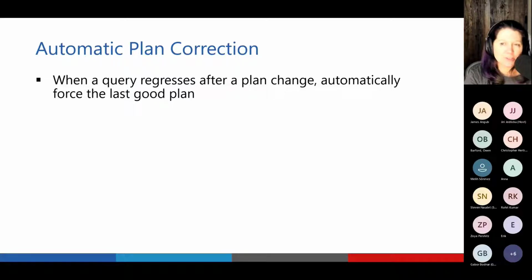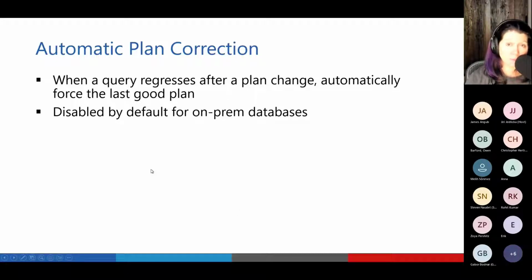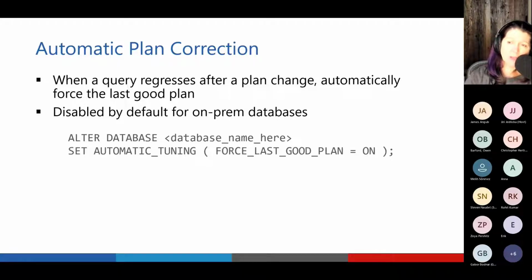So in addition to being able to manually force plans, you can also let SQL Server do that for you. So if it detects that there is a regression, if it detects that it had a plan and then the plan changed for some reason, and the plan that comes in after that is worse, what will happen is it can automatically go back and it can force the last good plan. This is turned off by default for an on-prem database. Here's the T-SQL to turn that on.